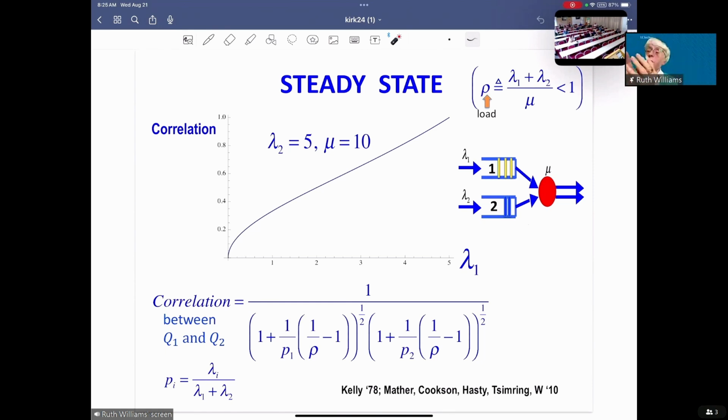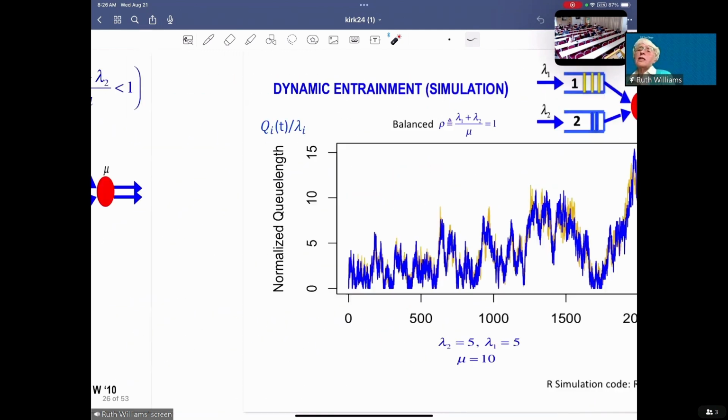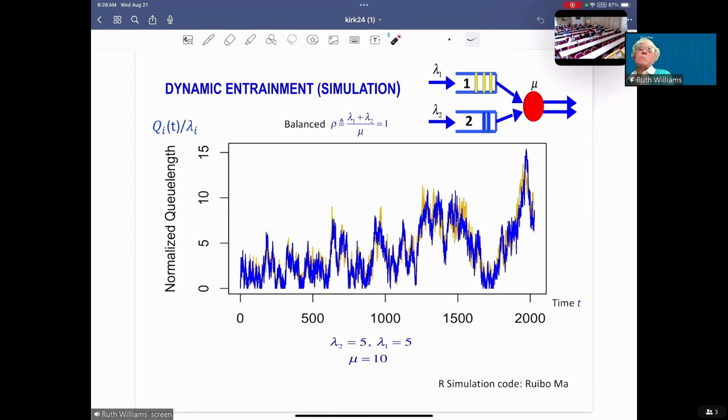The balanced situation is when rho equals 1. You can see as rho goes to 1, this correlation is going to go to 1. And that's just exemplified by this example here, where I've picked a particular lambda 2 and mu, and then lambda 1 can force you into that, going from the underloaded to the balanced regime. But it's not just in steady state that you can do this. If you simulate the sample paths, suitably normalized, divide by the arrival rate for each of the Qs, if you simulate the sample paths of the 2 Qs, you'll see that they're rather strongly coupled together when you're at the balance point, or even if you're near the balance point.